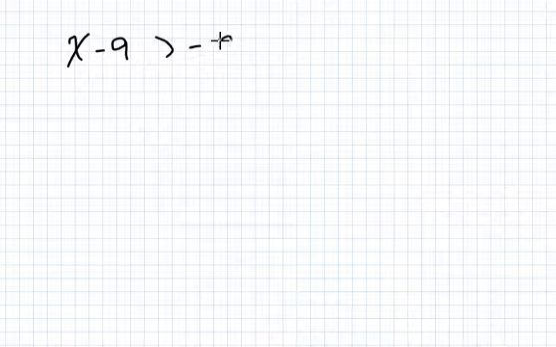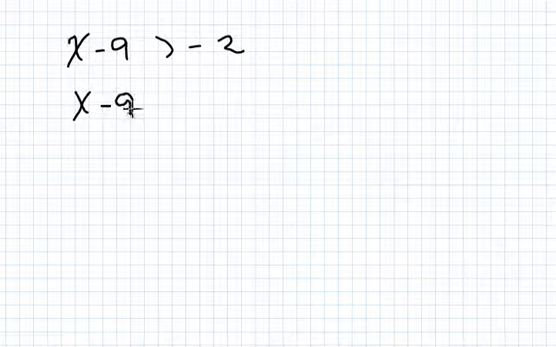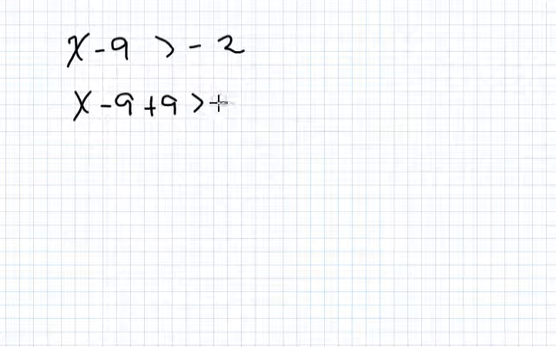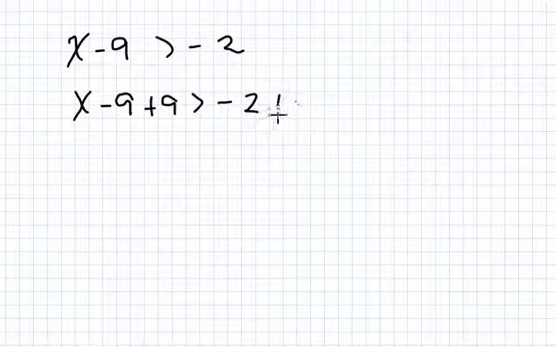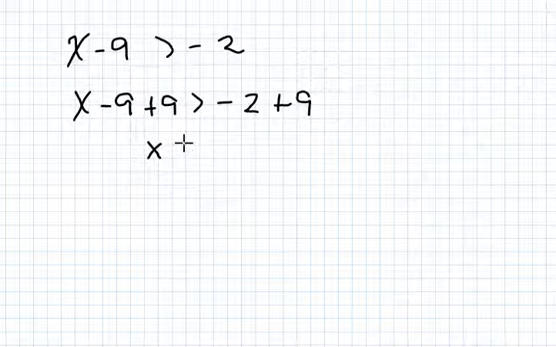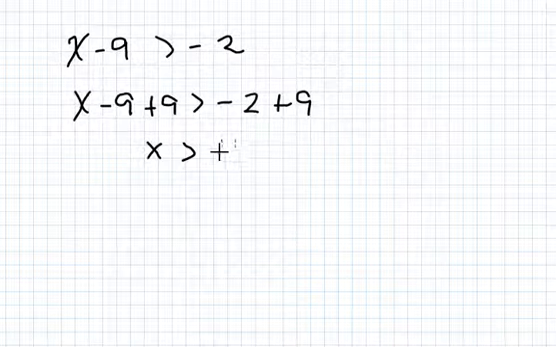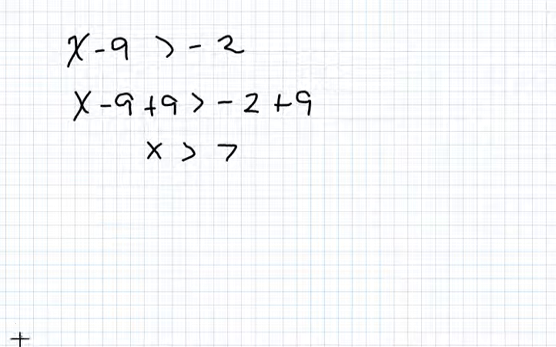All right, let's look at another one here. We have x minus 9 is greater than negative 2. So I'm going to add 9 to both sides, and we're left with x is greater than 7.